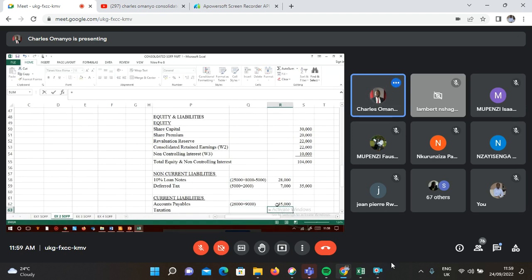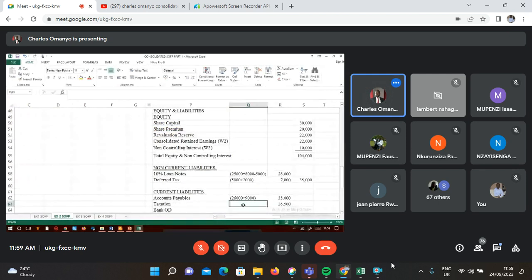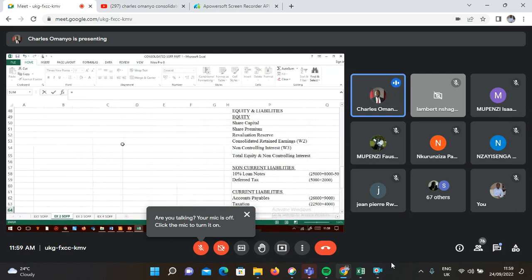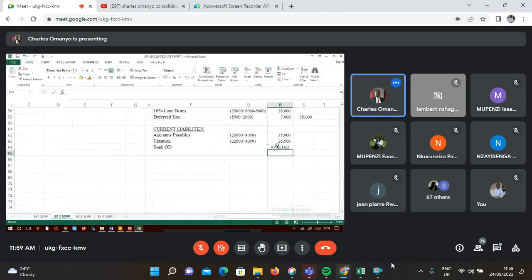Taxation is 22,500 plus 4,000. And finally, bank overdraft is 0 plus 2,000. So we just pick that one then.